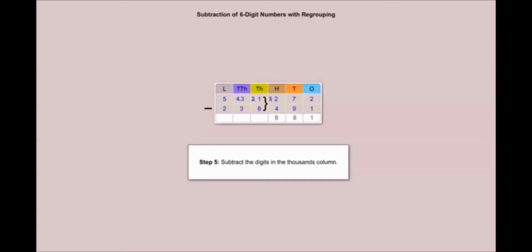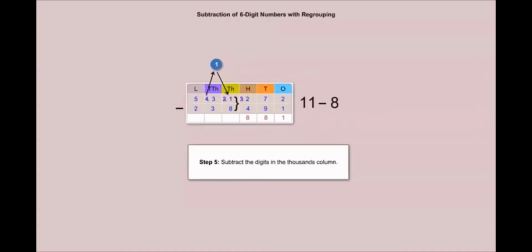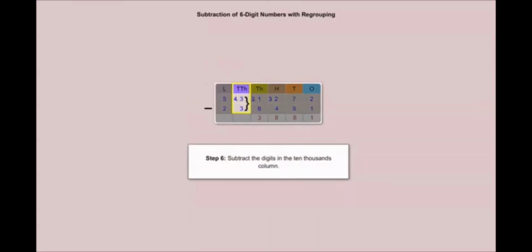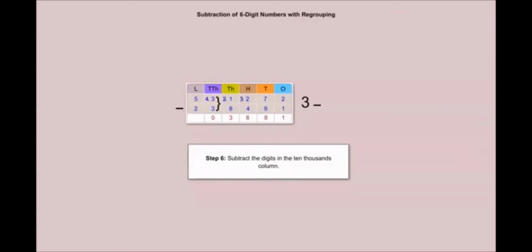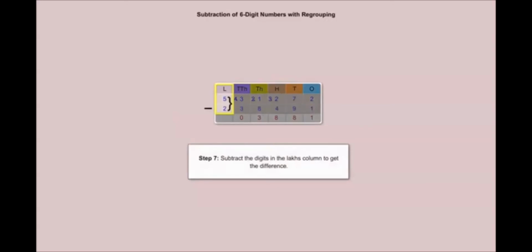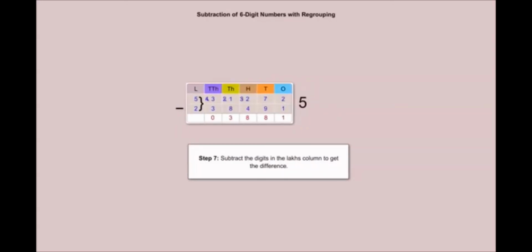Now move to the next column. So here is 1. Again we have to borrow from the next column. And now it will be 11. And the 10,000th column, there is 3 now. Because 1 we have borrowed. So now 11 minus 8 will be equals to 3. And 3 minus 3 is equals to 0 in 10,000th column. And then lakhs will be equals to 5 minus 2 is equals to 3.